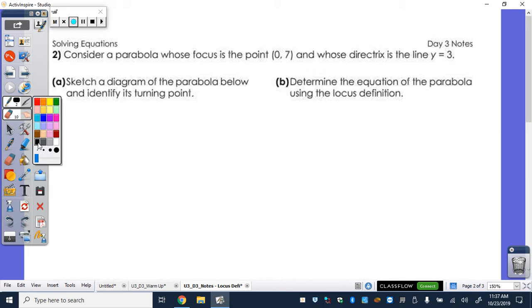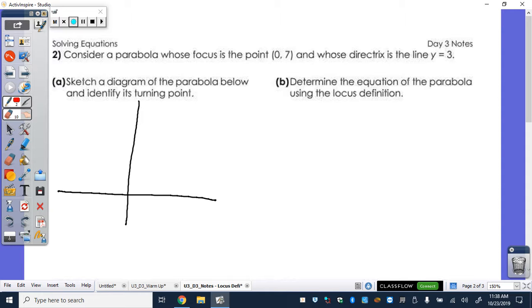So on the back here, consider a parabola whose focus is the point (0, 7) and whose directrix is the line y equals 3. Sketch a diagram of the parabola below and identify its turning point. So it's always easiest, I think, when you have a little picture. So I'm going to first draw in my axes there. So I got my xy axes. Not very straight, but they're still there. So I'm going to draw on the two things that they told me.